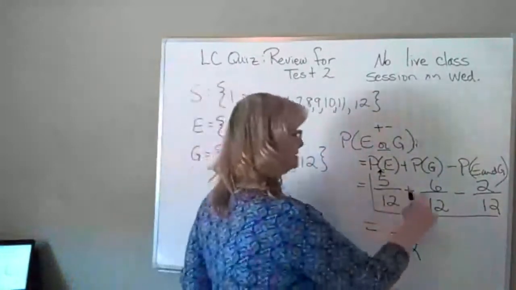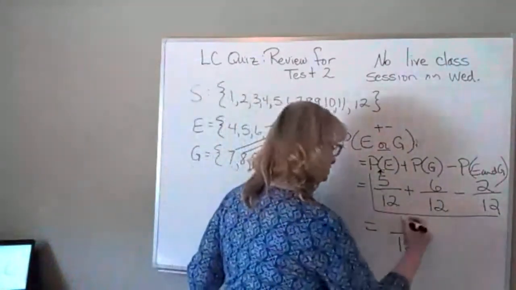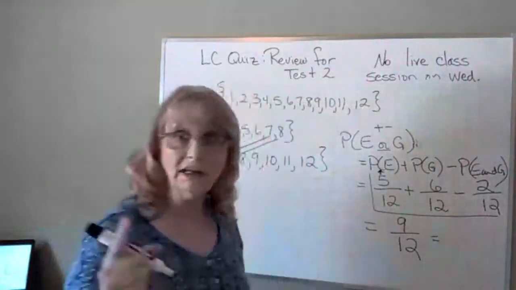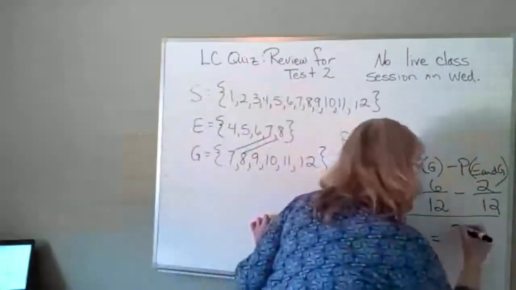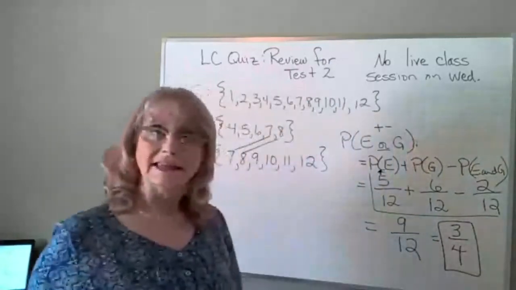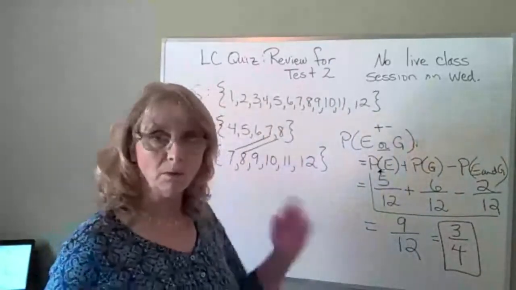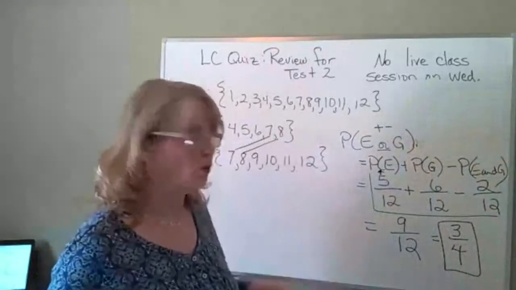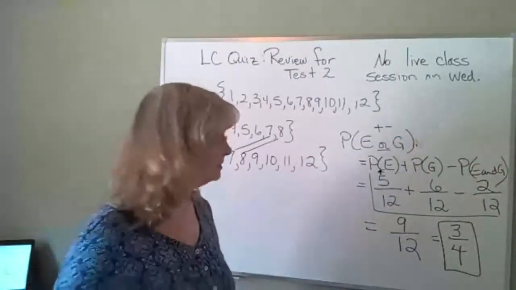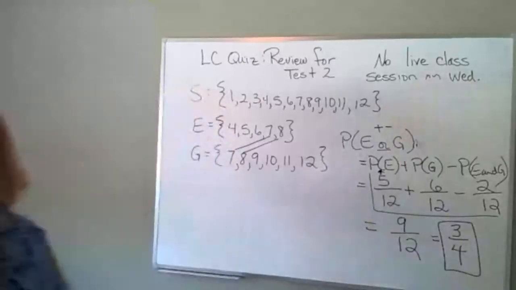But that's 5 plus 6 is 11, minus 2 is 9. And then when we reduce that, dividing by 3, yes, you're correct, Mia, would be 3/4. Or if my stat lab wanted it in decimal form, we would divide 3 divided by 4, and it would be 0.75. Okay? And then I think just one more question.